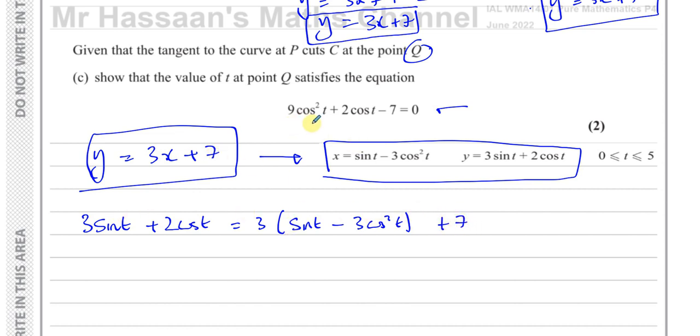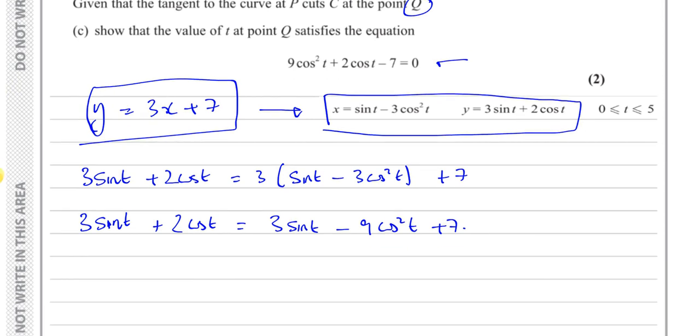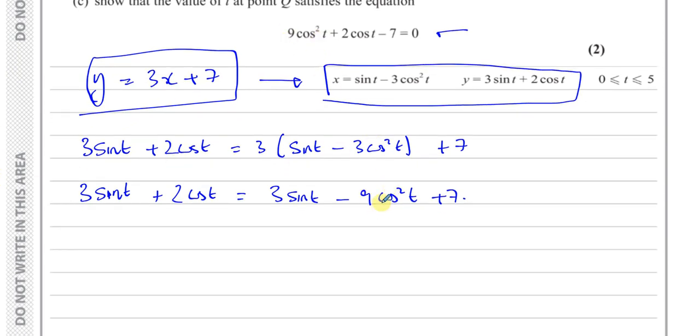Now, if I simplify this, this is what we should get. Let's see what happens. We've got 3 sine t plus 2 cosine t equals 3 sine t minus 9 cosine squared t plus 7. Now let's bring everything on one side and make it equal 0. Let's put everything on this side because this term wants to be positive, as you can see. So I'm going to add 9 cosine squared t to both sides. 9 cosine squared t. I've already got 2 cosine t.